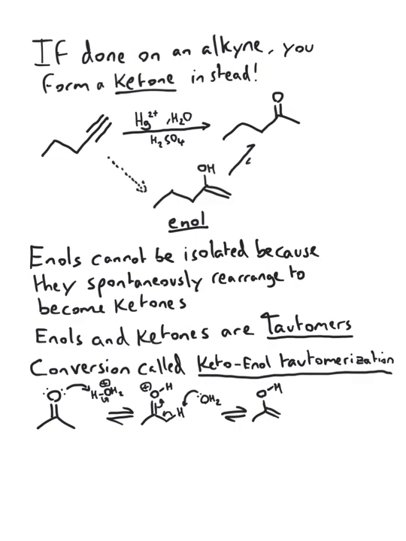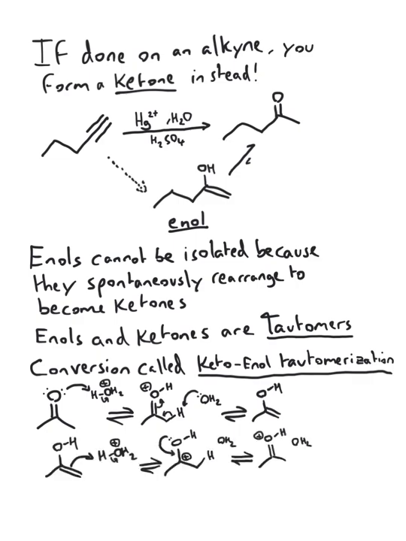For all intents and purposes, it resembles a resonance structure, but in this case, we are actually changing between two different constitutional isomers. Keep an eye out for this tautomerization, as it will make an appearance a lot more from now on. Just remember that you cannot have an alcohol on a double bond. It will become a ketone.